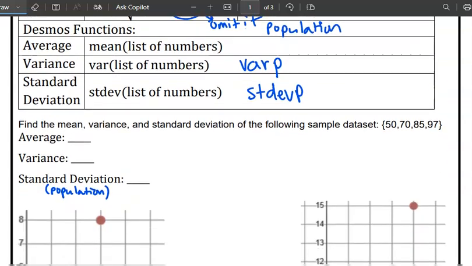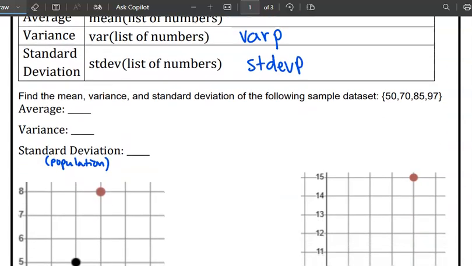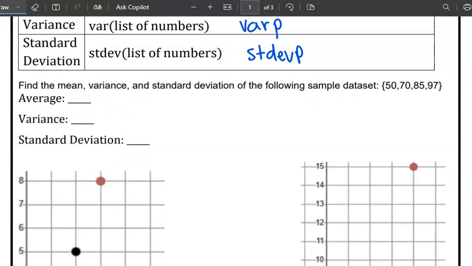Let's look at the example here. Find the mean, variance, and standard deviation of the following sample data sets. We have 50, 70, 85, and 97. This is a very small data set, so let's go ahead and do this by hand and on Desmos. To find the average, you'll add the 4 numbers together and then divide by 4. And we get 75.5.